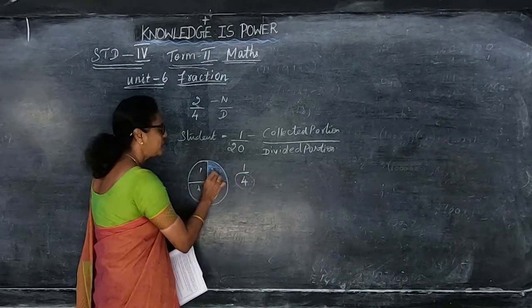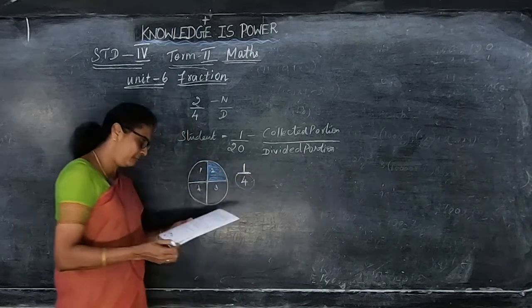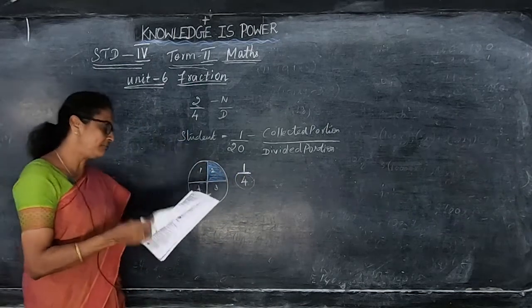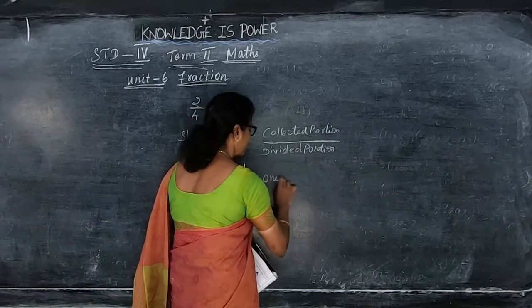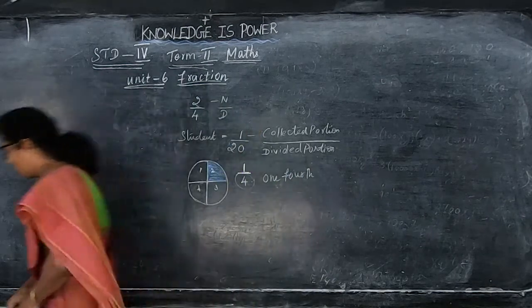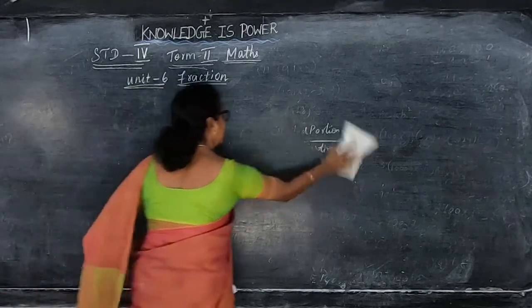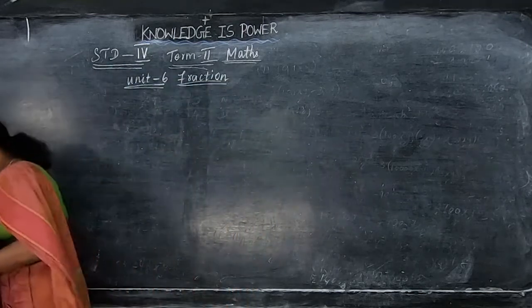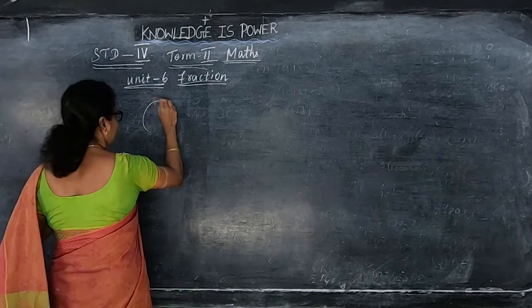So how many parts is shaded? Only 1 part is shaded. So you can write 1 by 4. So 1 by 4 or you can say 1/4. You can say 1 by 4 or 1/4. Okay. And now the next one. This is known as other 4 la 1 shade பண்ணிருக்காங்க. The next one. See here.